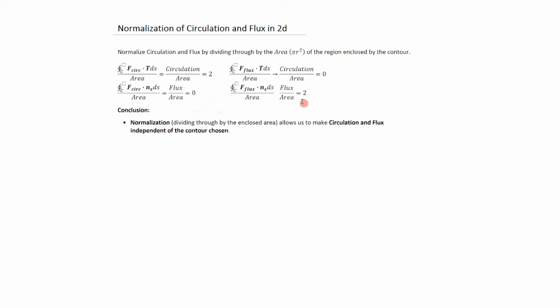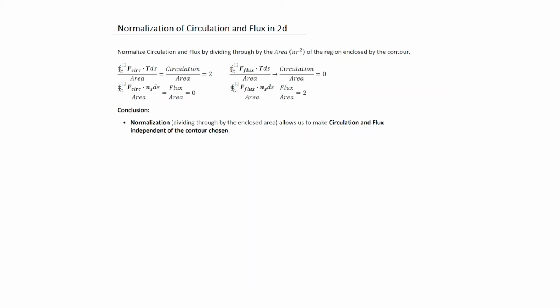So the conclusion is that normalization, dividing through by the enclosed area, allows us to make circulation and flux independent of the contour chosen. I like the notion of making it independent. It's some intrinsic property of the field that we are now looking at.